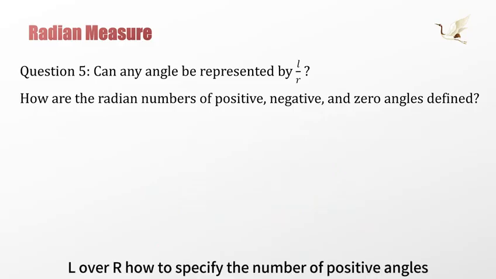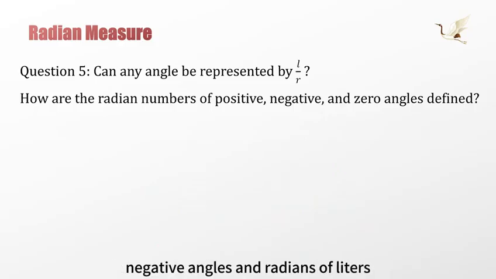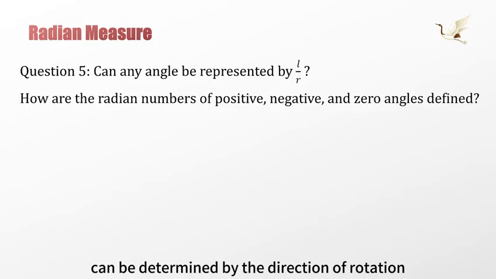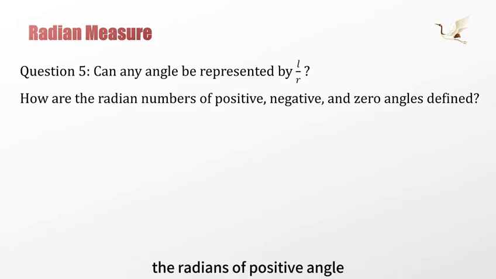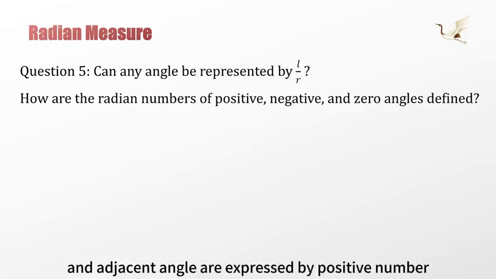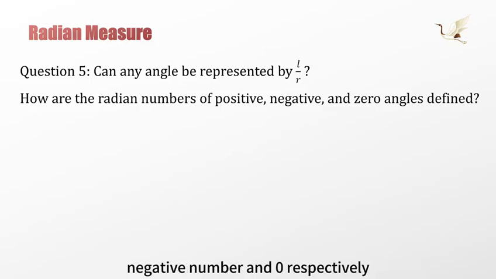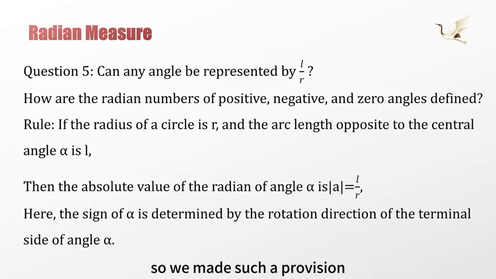How do we specify the radians of positive angles, negative angles, and zero angles? In the previous exploration, we know that when the radius is fixed, the rotation of any angle can be measured by the arc length. Its sign can be determined by the direction of rotation. Therefore, any angle can be represented by a real number L over r. The radians of positive angle, negative angle, and zero angle are expressed by positive number, negative number, and 0 respectively. So we made such a provision.